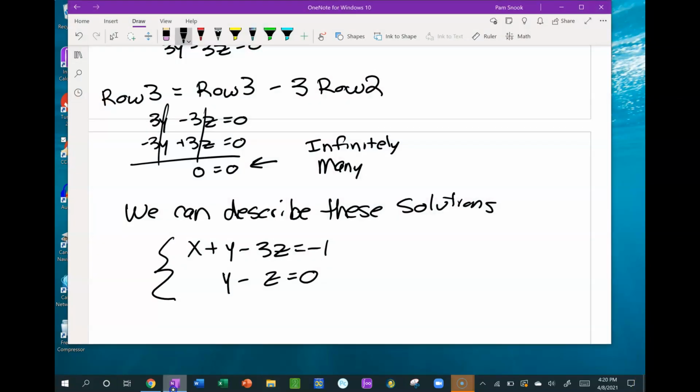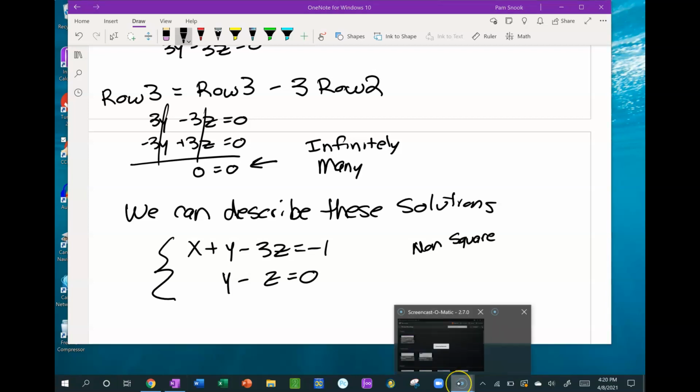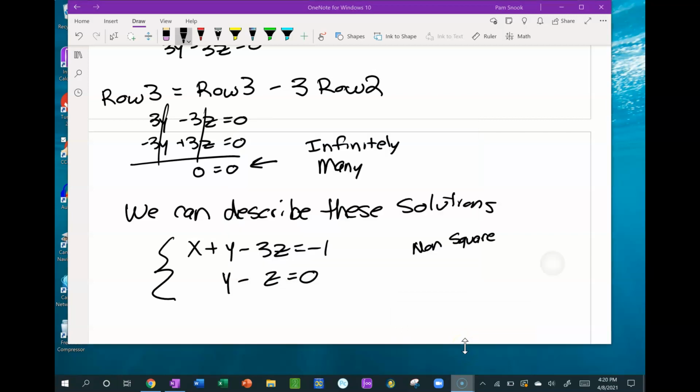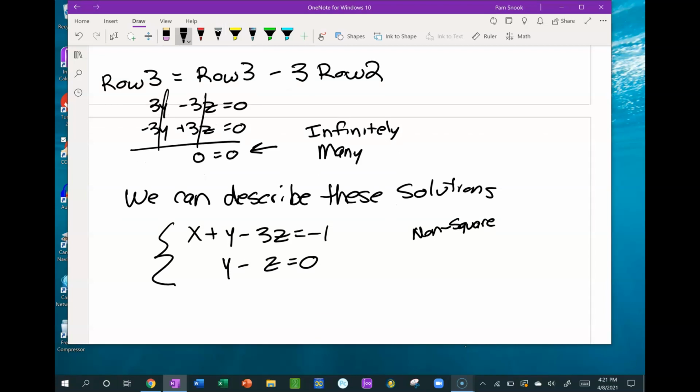So this is what we would call a non-square matrix. Notice I still have three variables, but now I only have two rows. That's why it's not square, because I need to have the same number of rows as variables, and I don't. This is non-square. So here's what you do here.